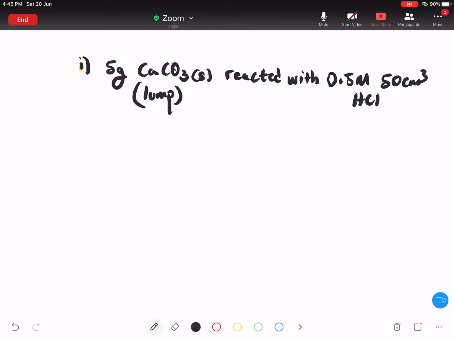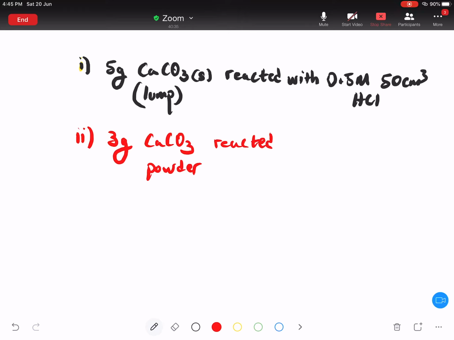Ni yang first. Yang kedua, guys, 3 gram carbon dioxide powder reacted with 0.5 molar 50 cm cubic HCl. Okay, buat sekarang. Lukis sekarang. I give you 2 minutes. Lukis dan label macam saya ajar tadi. Hurry up.